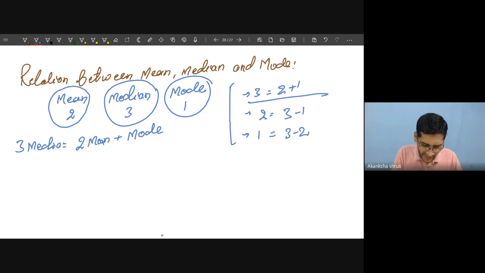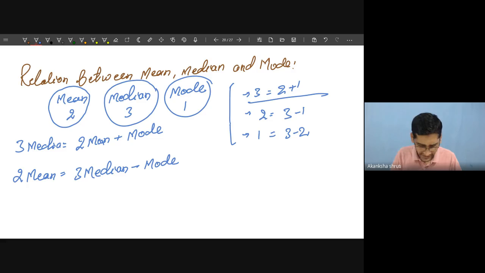Or you can write this twice of mean also like this. Twice of mean, the 2, can be written as 3 minus 1. So thrice of median minus 1 multiplied by mode, which is simply 1 mode, we have to write. Okay, we can get this 1 also. 1 is our mode, which can be obtained by thrice of median minus twice of mean.